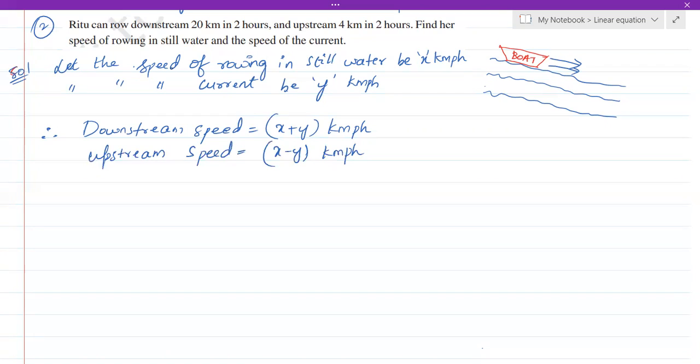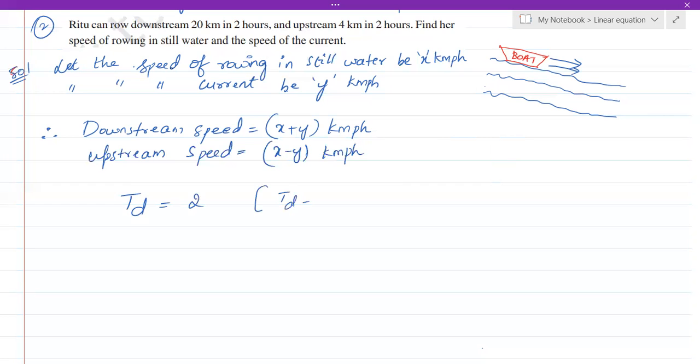Now in all the problems that are based on speed, we'll most probably be using the time relation, that is time is equal to distance by speed. We'll use this formula. Now if you observe the question, Ritu can row downstream 20 kilometer in 2 hours. TD is the time taken for downstream. Time taken for downstream is 2 hours.